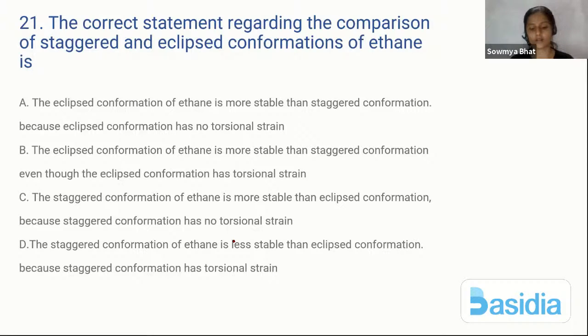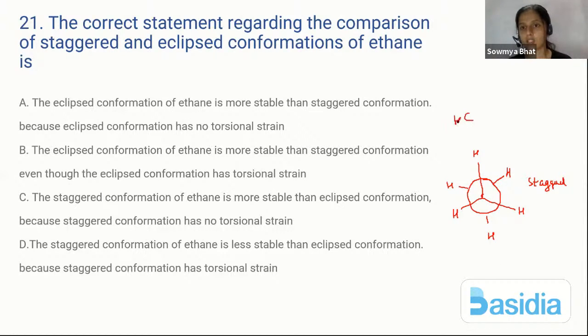So the correct statement regarding the comparison of staggered and the eclipsed conformations of ethane would be... So what are you going to say about the staggered and the eclipsed conformations here? So we should write the staggered and the eclipsed conformation. This is a staggered conformation where you are going to represent the first carbon here, and it has 3 hydrogen atoms, and this will be the other carbon atom, which is denoted by a circle. You have hydrogens attached to this here. This is a staggered conformation of ethane. That's CH3, CH3.